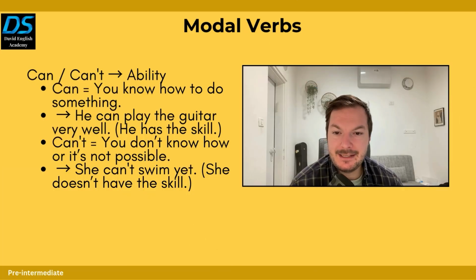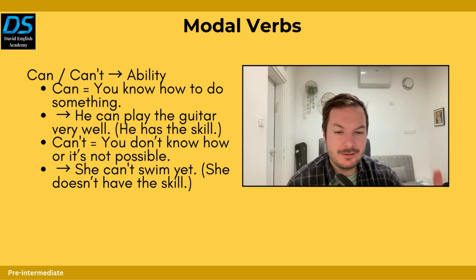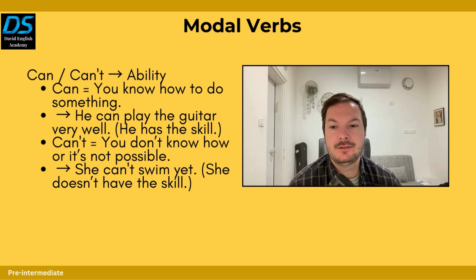Now for can and can't, it's for ability. Can means you know how to do something. He can play the guitar very well. He has the skill. Can't, you don't know how, or it's not possible. For example, she can't swim yet, or she doesn't have the skill yet.